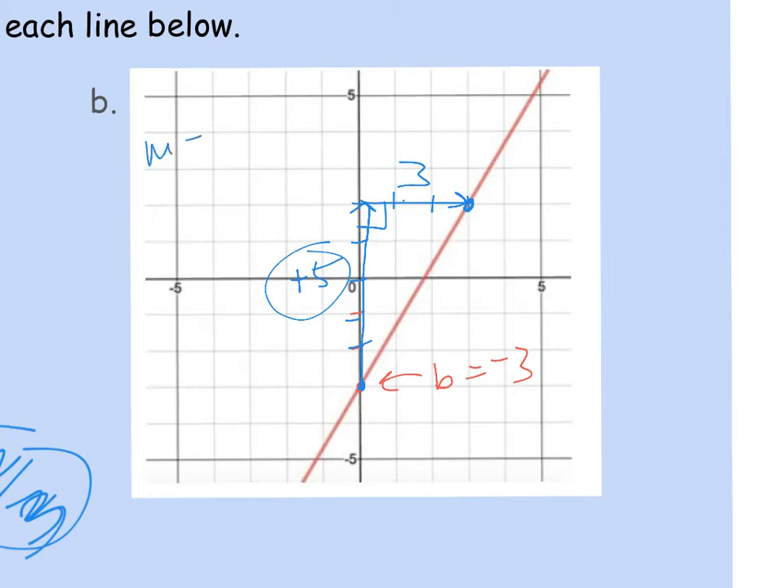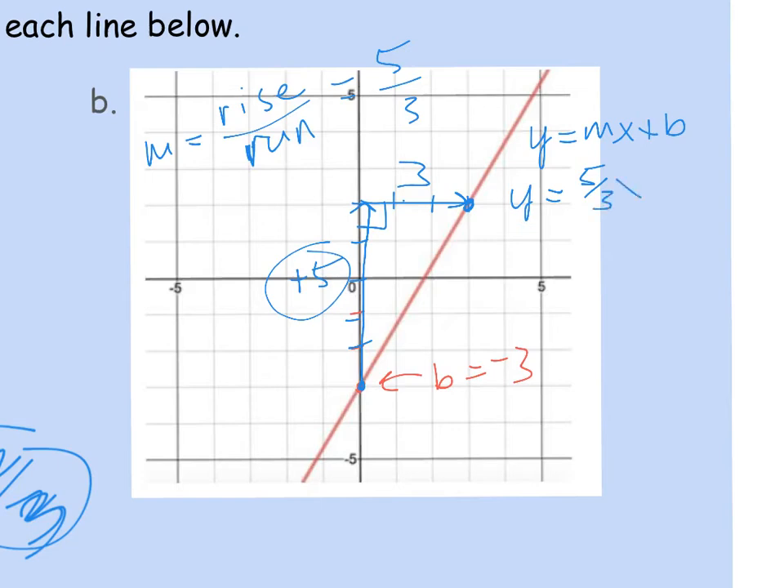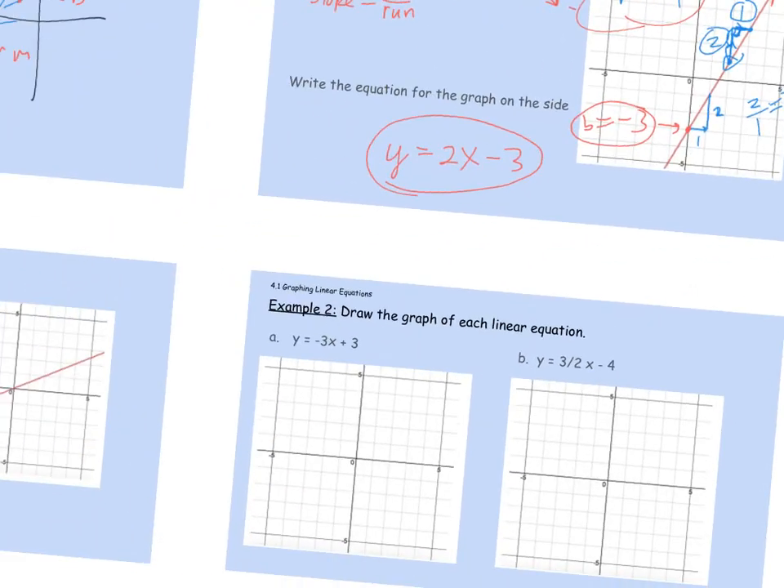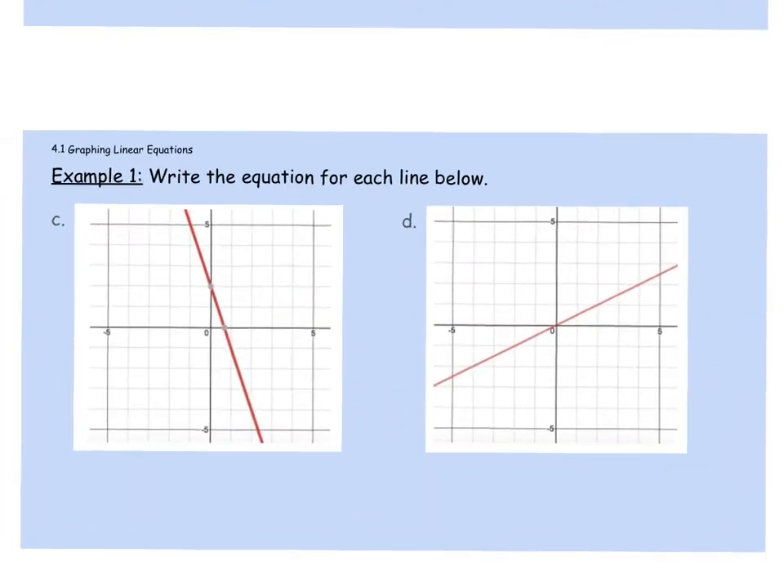So slope, once again, being rise. Now, it's not always rise. Sometimes it's drop, but it's rise over run. It was plus 5 for the rise and plus 3 for the run, so my slope is 5/3. So y equals mx plus b. This is going to give me y equals 5/3 x minus 3. So writing the linear equation again. Over here, a couple more.